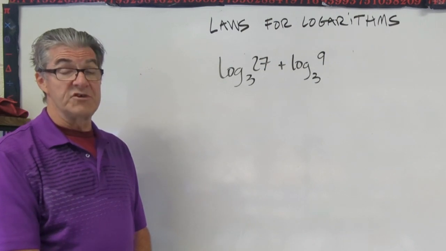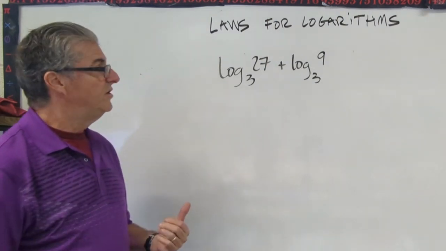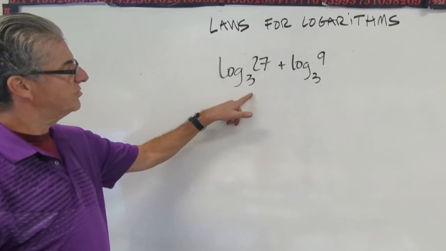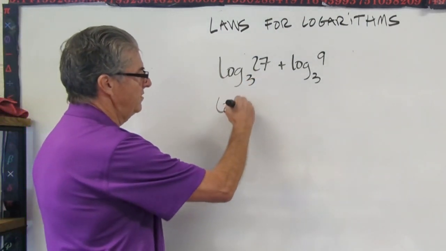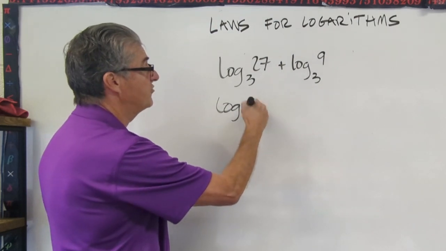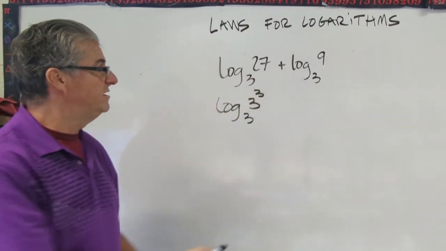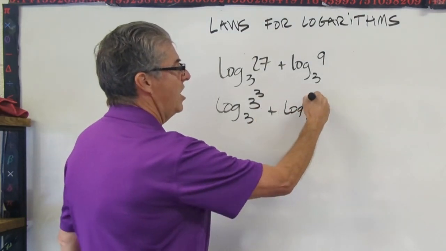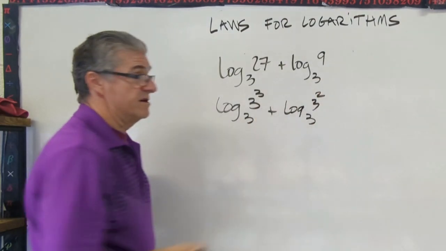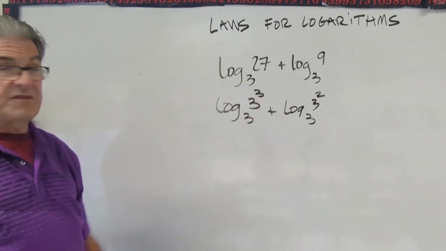Now let's look at the other way to do this. And in some ways, this is actually a little bit more simple. So check this out. Log base 3 of 27 could be written like this: log base 3 of 3 to the 3rd, right? 27 is 3 to the 3rd. And then we could do this one as log base 3 of 3 squared, okay? Because that's true. 9 is 3 squared, 27 is 3 to the 3rd.